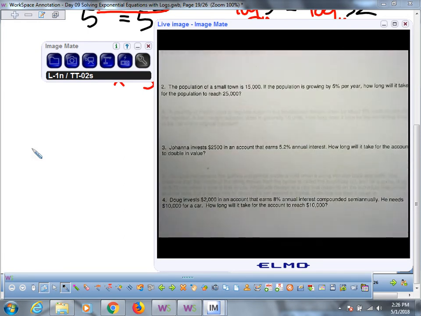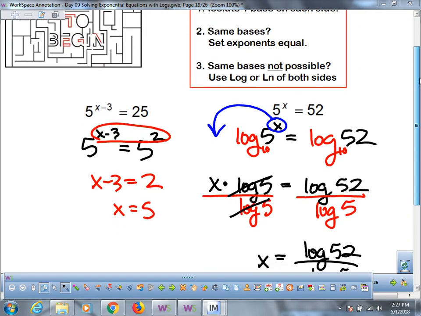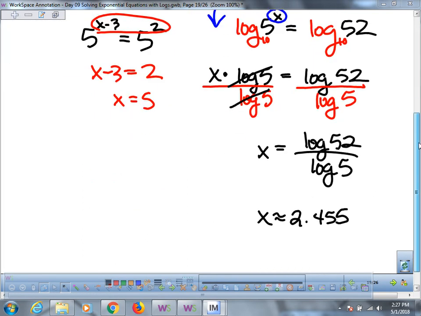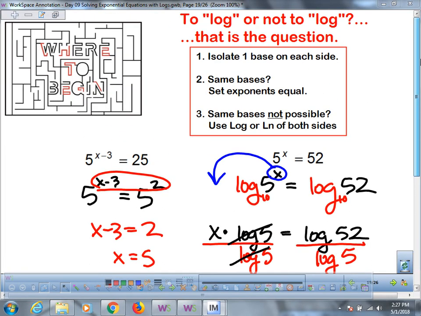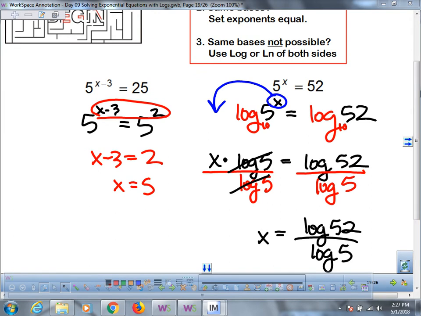What I'm doing is I'm taking an exponent and I'm dividing it by an exponent, right? What was the original problem? 5 to the x equals 52. Is 2.45 reasonable? Well, 5 squared would be 25. 5 cubed is 125. So would 5 to the 2.455 get you 52? It kind of makes sense, right? You only do that if you're looking for an exponent that's a variable, exactly.